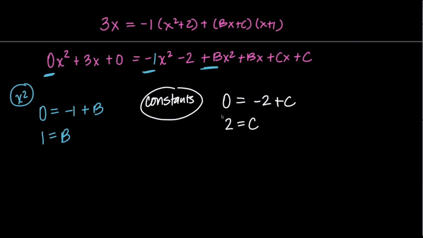So I now have all the values of a, b, and c to finish off the problem. So what we have for our final partial fraction decomposition is -1 over x plus 1 plus bx plus c, which is going to look like x plus 2 over x squared plus 2.